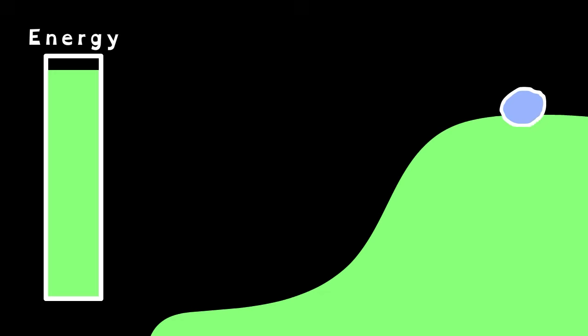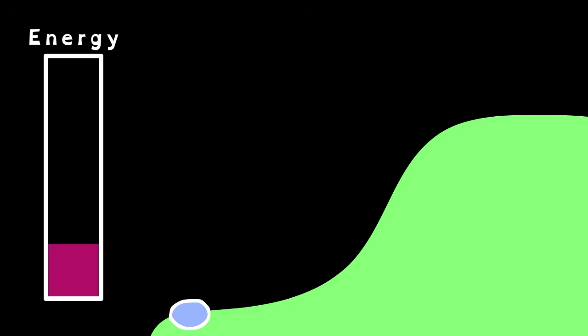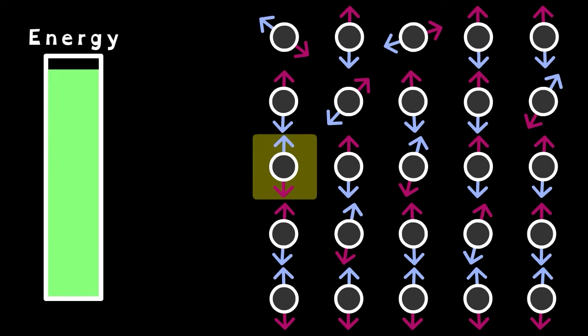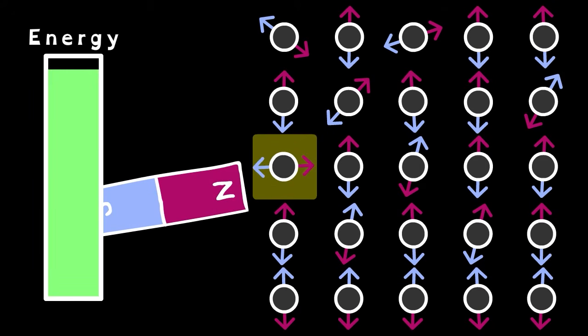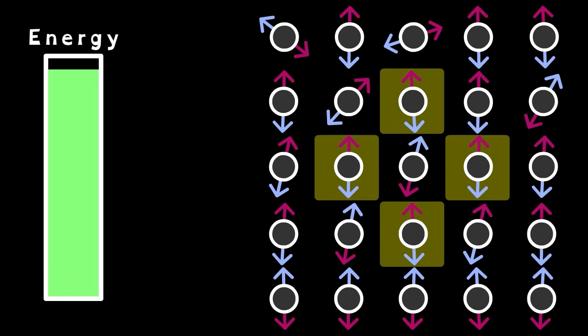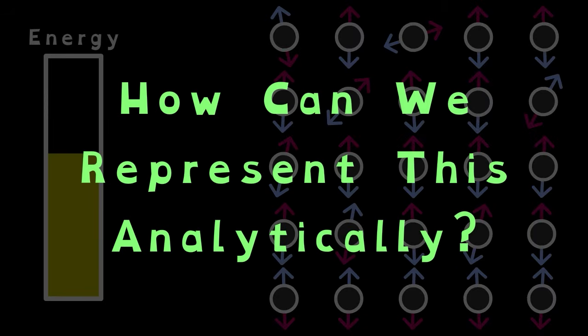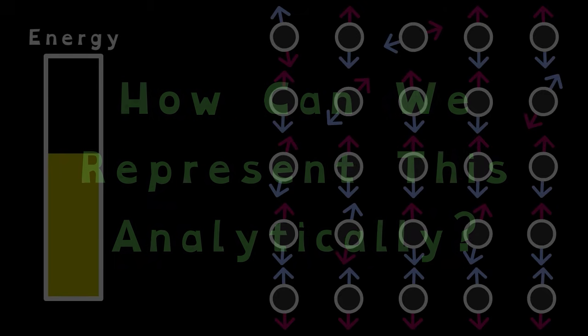In physics, systems usually want to have the lowest energy possible, and a ferromagnetic material is no exception. If an atom aligns in the same direction as the external magnetic field, then that lowers energy. In addition, atoms which share the same direction as their neighbors have lower energy. Now the question is, how do we represent these characteristics of a ferromagnetic material analytically?